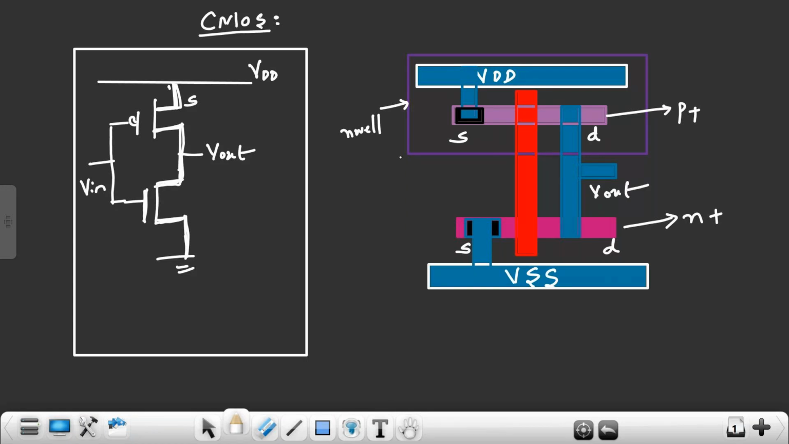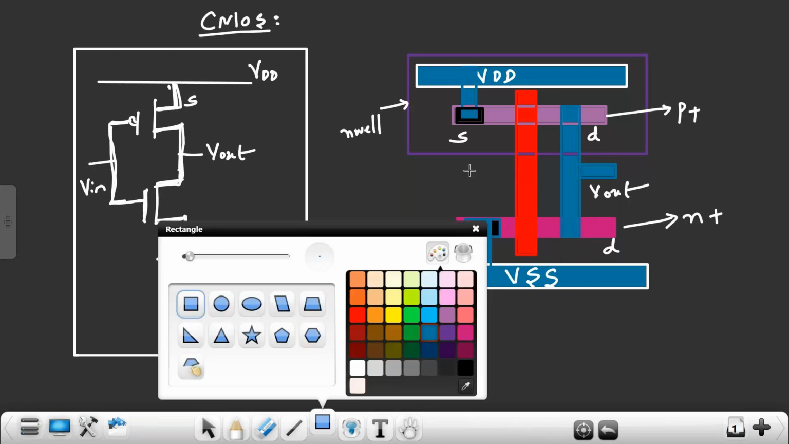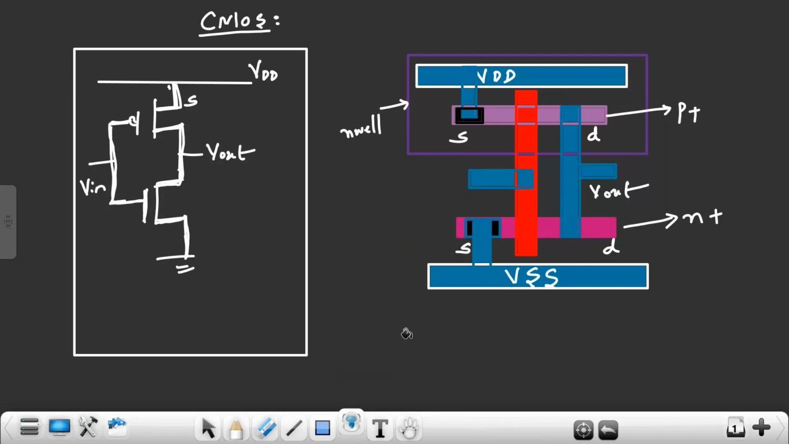And gate and gate are shorted, right? By using polysilicon, gate and gate we have shorted already. From that, by using metal layer, you take it as, sorry, not output, input. This is your V in. Now this structure is called what? This structure is called layout.